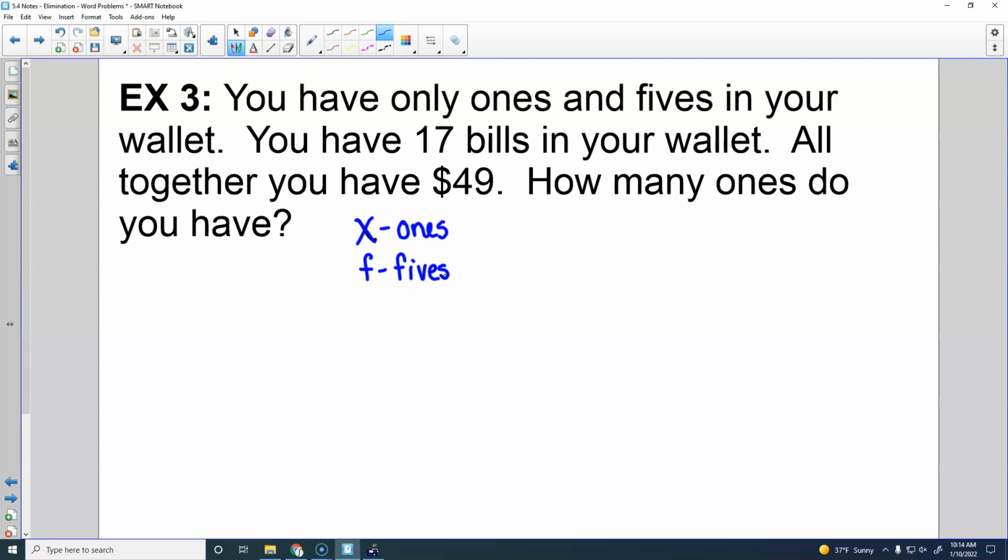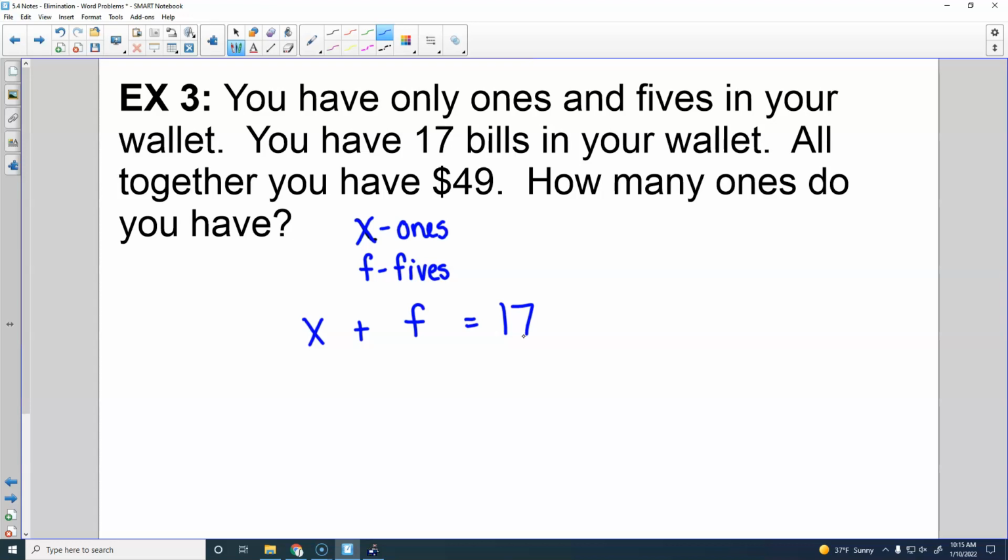So, you only have 1s and 5s in your wallet. You have 17 bills in your wallet. So let's start with this. This is our total number of bills. If I want to count my money with bills, it's just the number of 1s I have plus the number of 5s I have, right? So my total amount is just going to be X plus F, and that is going to equal 17. Doesn't have anything to do with how much money it's actually worth.